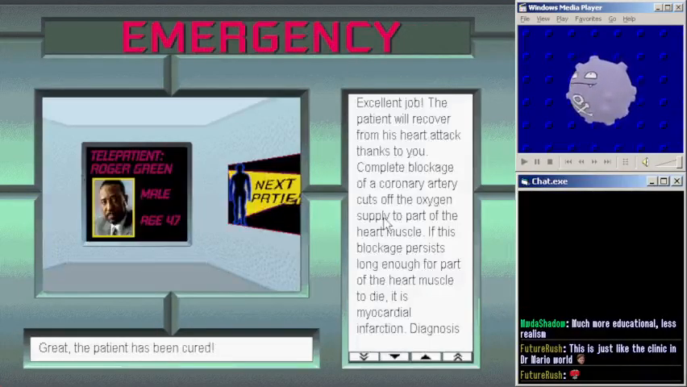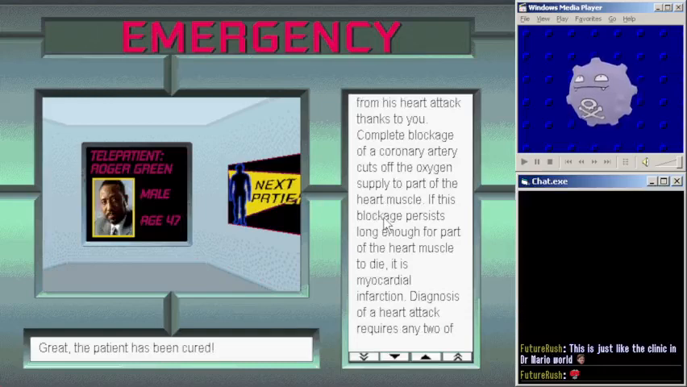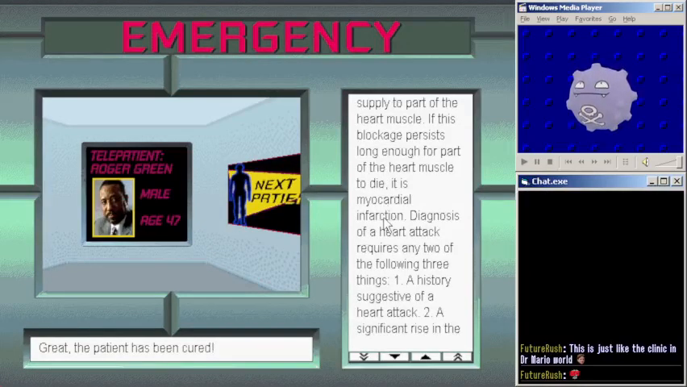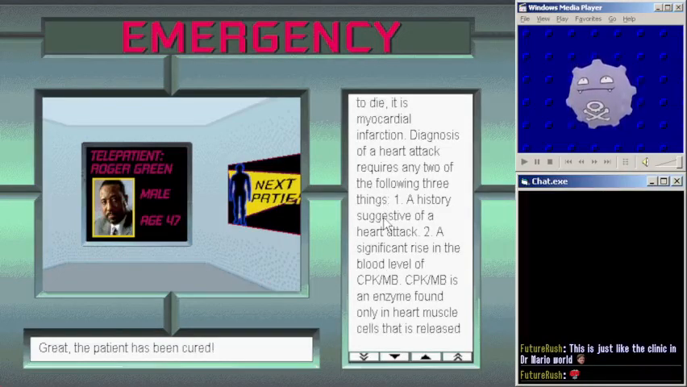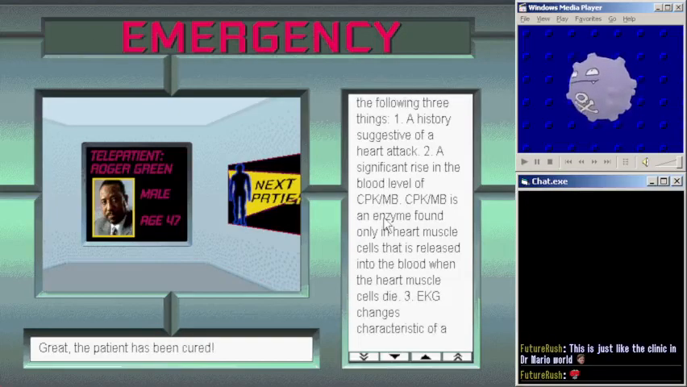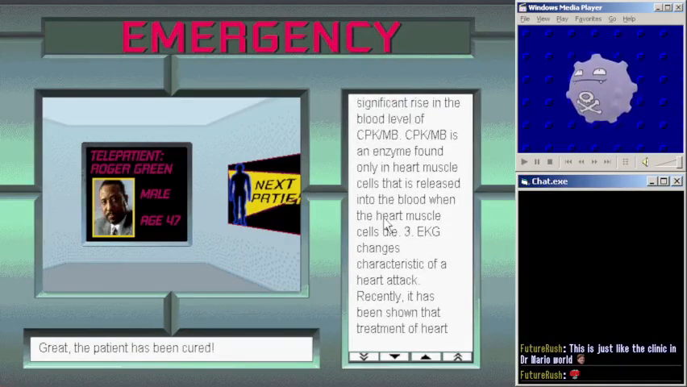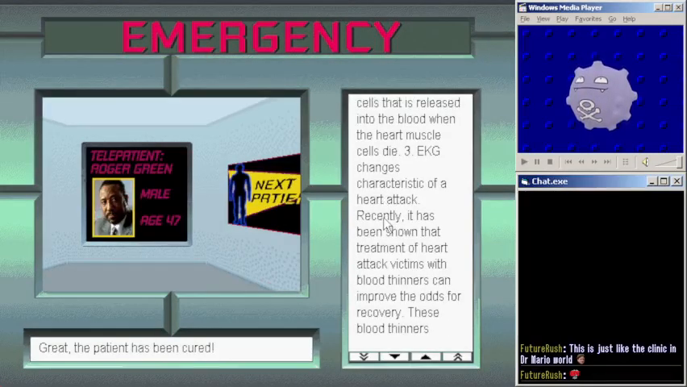Huzzah! Excellent job! The patient will recover from his heart attack, thanks to you. Complete blockage of a coronary artery cuts off the oxygen supply to part of the heart muscle. If this blockage persists long enough for part of the heart muscle to die, it is myocardial infarction. Diagnosis of a heart attack requires any two of the following three things. 1. A history suggestive of a heart attack. 2. A significant rise in the blood level of CPKMB. CPKMB is an enzyme found only in heart muscle cells that is released into the blood when the heart muscle cells die. 3. EKG changes characteristic of a heart attack.